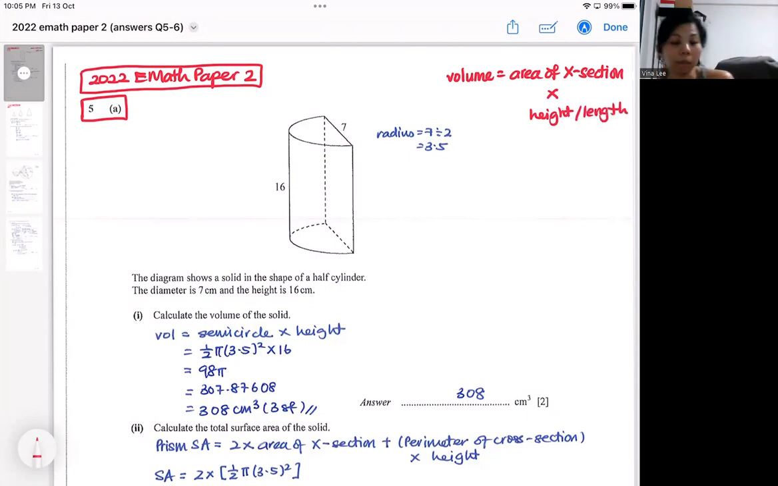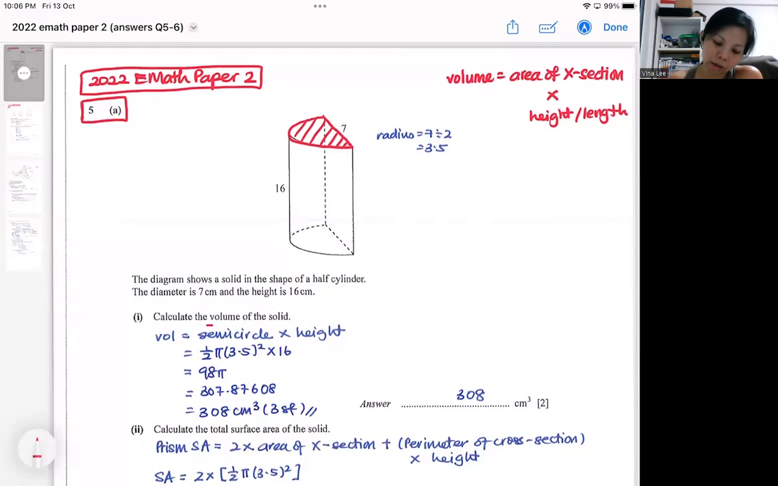Because of this, it's very important that you can identify the cross section. In this question, the cross section is actually a semicircle. So in a way, it's half a cylinder also, or you can see it as a prism. Anyway, I choose to see it as a prism. If I want to calculate the volume, it will just be the semicircle multiplied by the height. So that's quite easy. The semicircle is half pi r squared. Most of you should be okay with the volume.